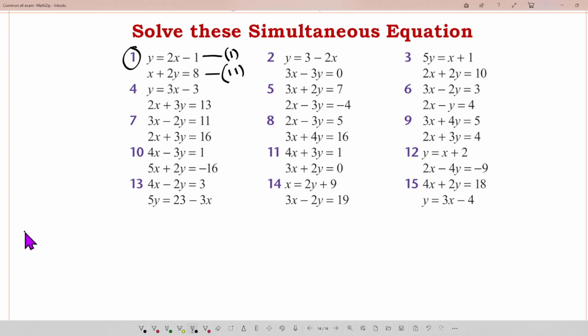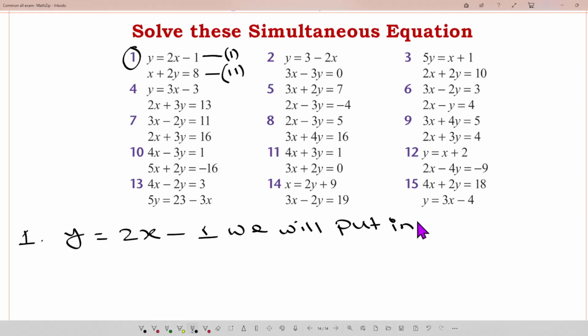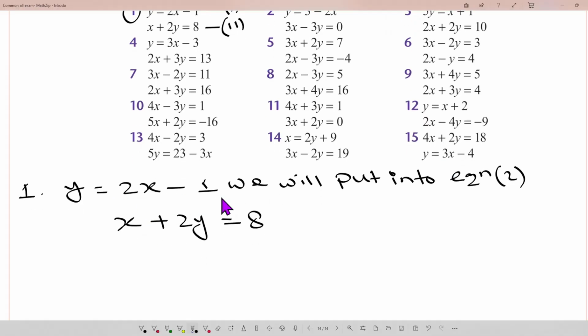So in this case we can write y equals 2x minus 1, we will put this into equation 2, right? So here is x plus 2y equals 8, and here is y equals 2x minus 1. So in this case we can write x plus 2, and here is 2x minus 1, and equals 8.